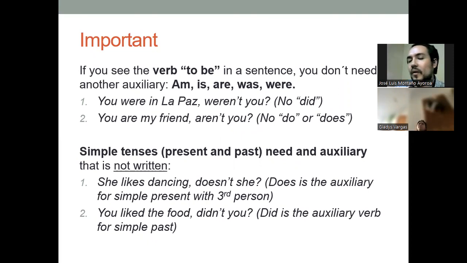Okay, thank you. Now, all in all, they are telling you the following. If you see the verb to be, use the verb to be. Don't use other verbs. If you see other verbs, you have to look for the auxiliary. If you see present, do or does. If you see past, did. But if you see all the other tenses, Gladys, future, would, going to, present perfect, past perfect, modals with can, everything has the modal over there.